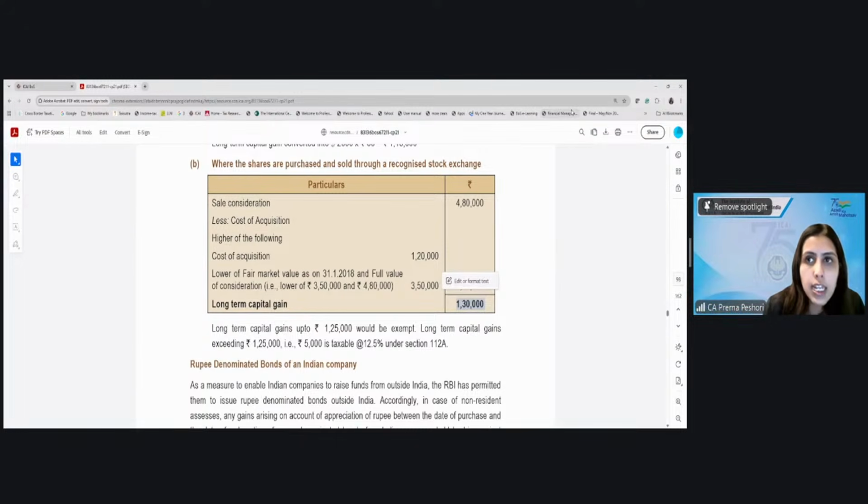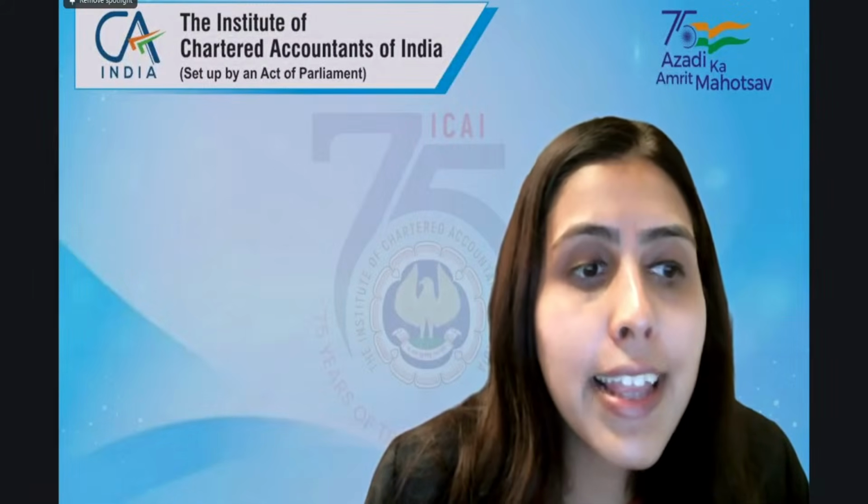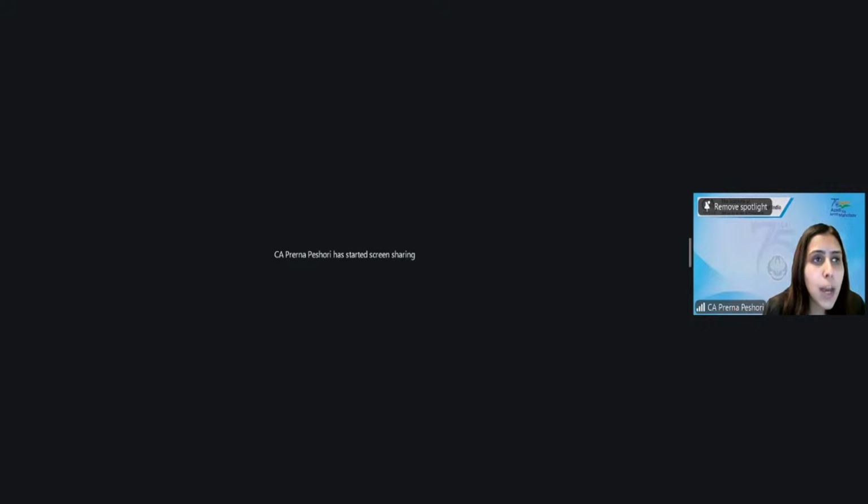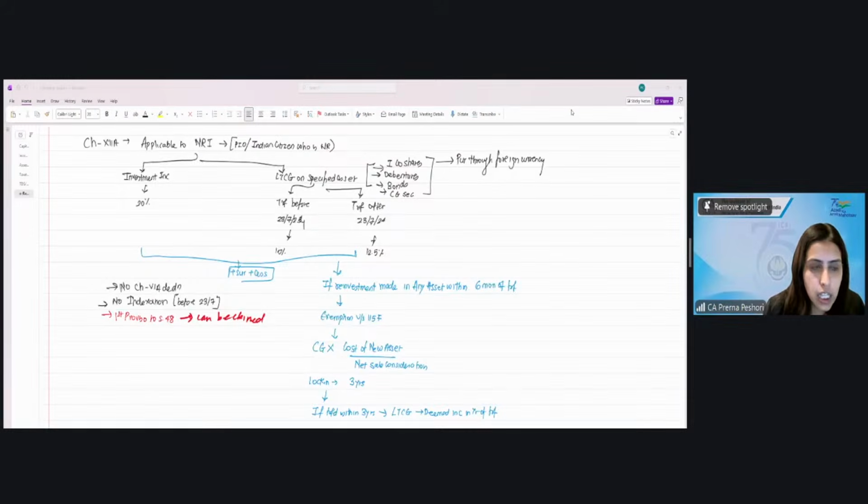Okay. Now the next provision is a special provision for a non-resident Indian, for NRI. There is a chapter 12A which is specifically applicable for NRI. What does it say? An NRI is an individual who is a citizen of India or a person of Indian origin. Who is a person of Indian origin? If his parents or grandparents were born in India.